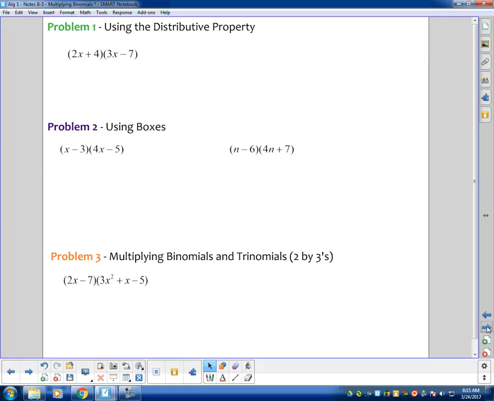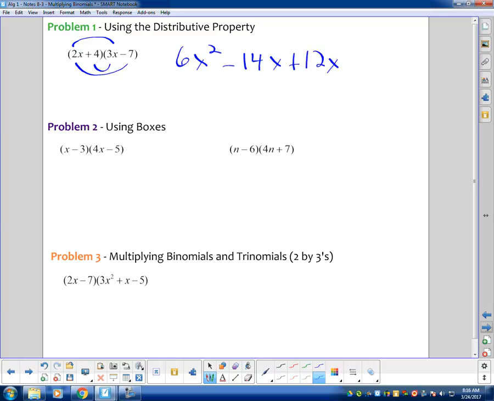All right, so we're going to use the distributive property, or FOIL, to multiply 2x plus 4 times 3x minus 7. 2x times 3x is 6x squared. Those are the first terms. The outer terms, 2x times negative 7, would give me negative 14x. And then the inner terms, 4 times 3x is 12x. And then finally, the last terms, that's 4 times negative 7, or negative 28. Combine the two middle terms, and you're left with 6x squared. Negative 14 plus 12 is negative 2. Attach the x, minus 28.